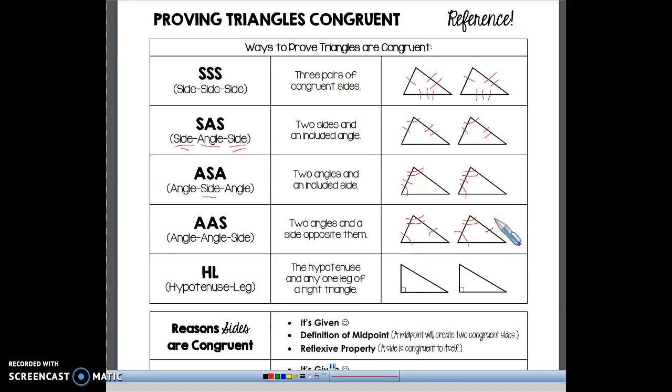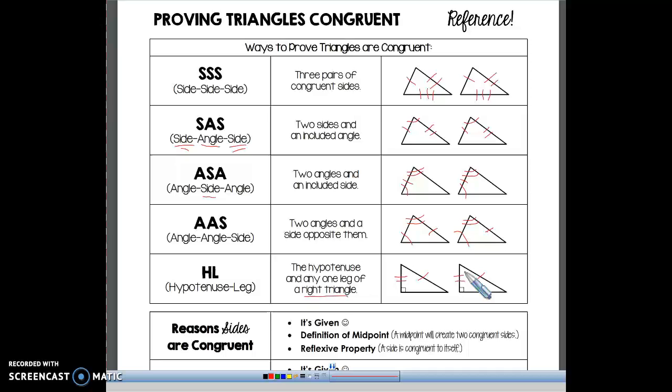And then the 5th congruence conjecture is the one we talked about the other day. It's the hypotenuse leg. Remember, the hypotenuse leg only works on right triangles, and it says that the hypotenuse on both triangles has to be congruent and one set of legs. So the hypotenuse, remember, is the side across from the right angle. So this side and this side would be congruent. Those are your hypotenuses. And then one set of legs. The other 2 sides that make the right angle are your legs. Either set can be congruent, so we could just say that this set would be congruent to that set.